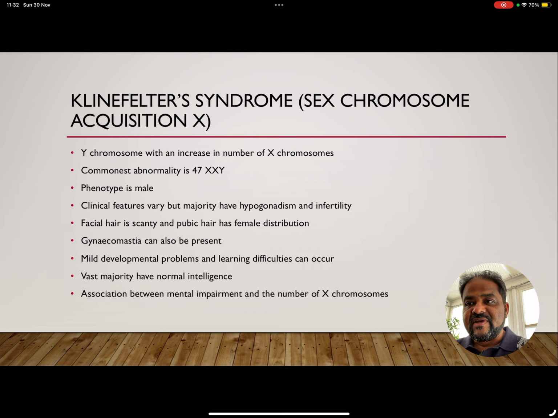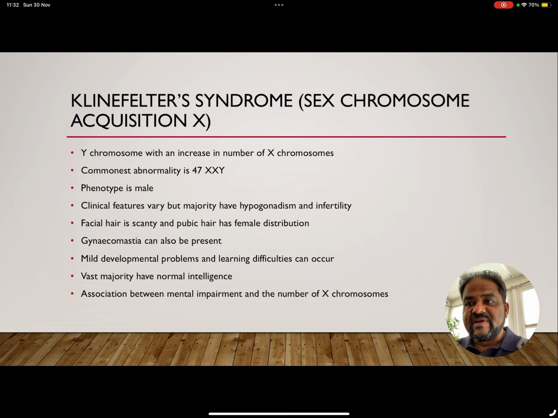There is an association between mental impairment and the number of X chromosomes, meaning the higher the number of X chromosomes, the greater the degree of mental impairment. What it means is if someone has a 47XXY genotype, that person's mental impairment will be less than that of a patient with 48XXXY.